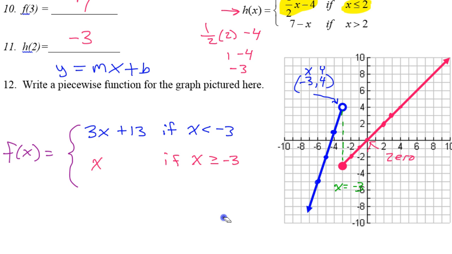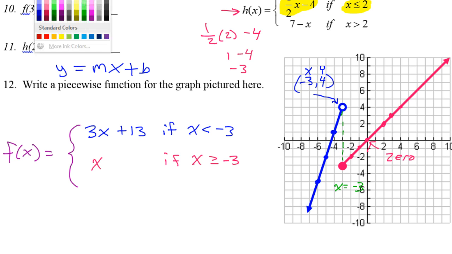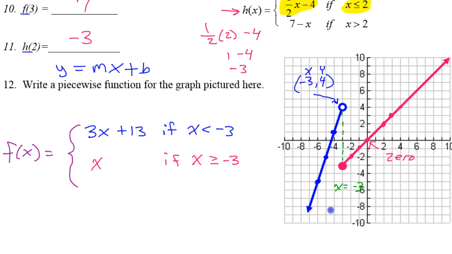Notice that both of these slopes were positive, plus 3 and plus 1. That makes sense because look at these lines. The blue line from left to right is sloping uphill. That is a positive slope. And then the red line is also sloping uphill, from left to right. They're both going uphill, so they should both be positive slopes like this.